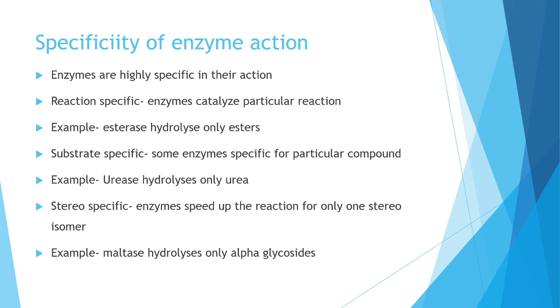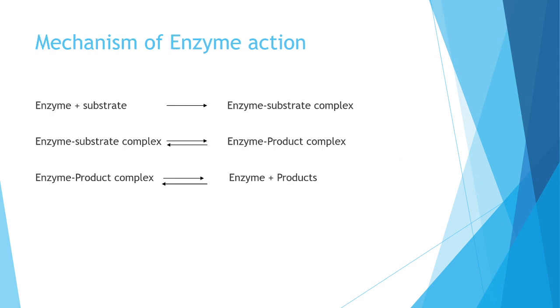Therefore, specificity of enzyme action: enzymes are highly specific in their action, and there are three types of specificity: reaction specific, substrate specific, and stereo specific. Reaction specific means that the enzyme catalyzes a particular reaction. That is, esterase hydrolyzes only esters. The hydrolysis of esters is sped up only by the enzyme esterase. The next one is substrate specific. That means some enzymes are specific for a particular compound. The third one is stereo specific. That is, enzymes speed up the reaction for only one particular stereoisomer. These are the specificities of enzyme action.